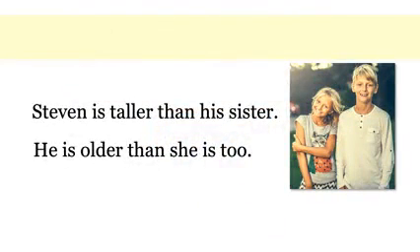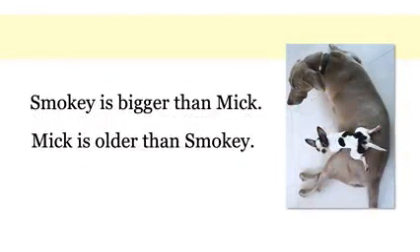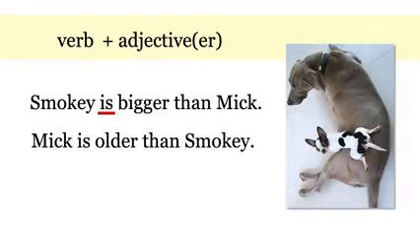Stephen is taller than his sister. He is older than she is too. Smokey is bigger than Mick. Mick is older than Smokey. Okay, notice, in all of these sentences we have the same pattern. We have a verb. Here in the first sentence, that's is. And then we have the adjective with an ER ending, bigger. And then we use the word than to make the comparison.